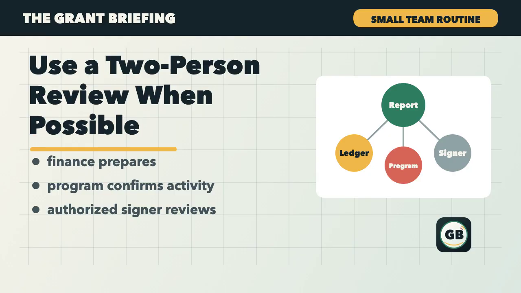For a small nonprofit, a practical review can be simple. Finance prepares the numbers. The program lead confirms the spending period and activity context. The authorized signer reviews the form, support, and any remarks. If one person wears multiple hats, slow down and make the checklist explicit.